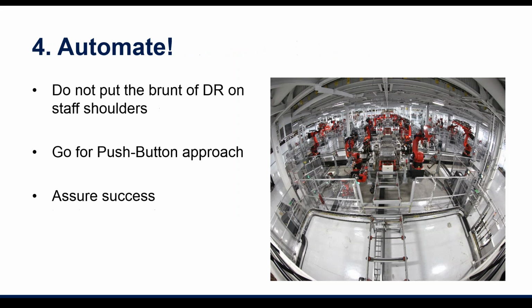Number 4, automate. As I alluded to earlier, when you have an event, the key IT resources can't necessarily be there to perform that event and recover the servers or the data center. So the more you can automate, the more you can have multiple people involved in a failover. So there's not that one key person that if that person's not available, you can't do a failover.